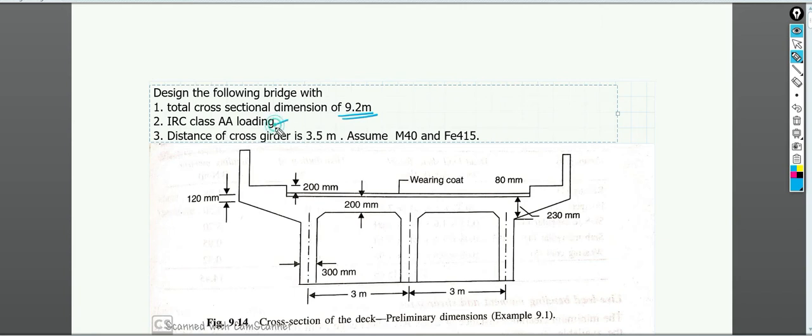IRC class A loading is to be considered and the distance of the cross girder is 3.5 meter, assuming M40 and Fe 415 grade of steel. Okay, so this is the cross section that has been given to you. These are the longitudinal girders and we will be having the cross girder.